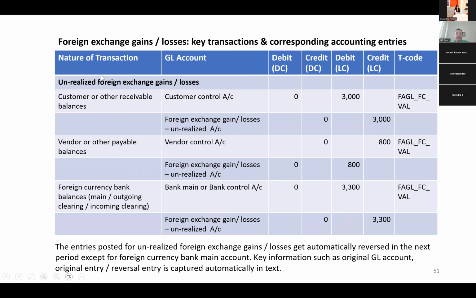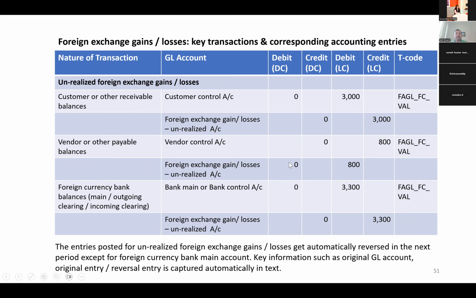So now this is unrealized. SAP performs this calculation very well, and there is a transaction code FAGL_FCVAL. What SAP does is compare the closing rate in my system against the rate at which my booking was done, and it calculates the difference between my closing rate and the rate at which the entries were done.